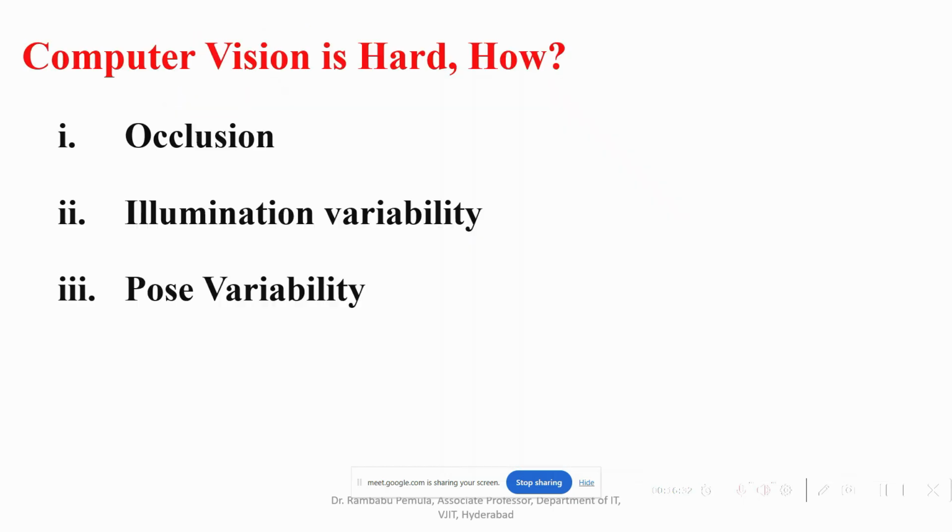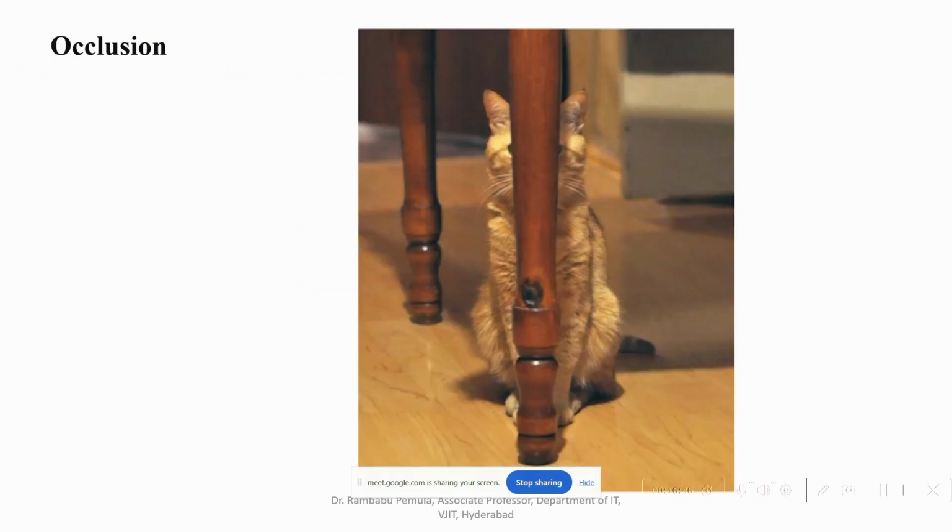Now here, computer vision is hard. Why is it hard? Because of three things: occlusion, illumination variability, and pose variability. We will see what the meaning of occlusion is. For example, see this one, occlusion is nothing but one type of different angles.